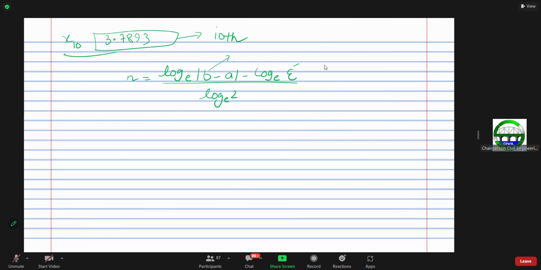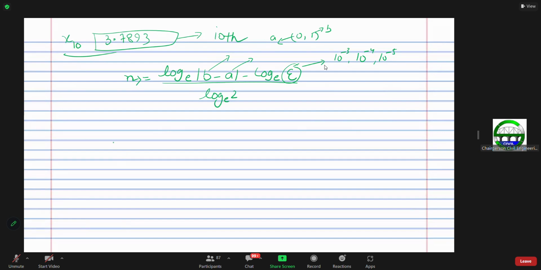B is the interval end, for example, an interval between 0 to 1. So this one will be your B, this one will be your A, and e is equal to 10 raised to power minus 3, or 10 raised to power minus 4, or 10 raised to power minus 5, whatever it is. And that's it. So you will find the value, and you should have a minimum iteration of this one.